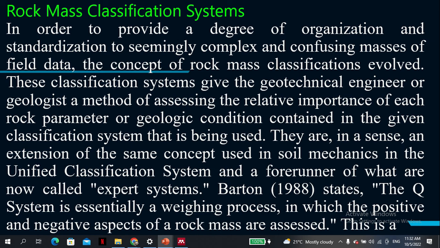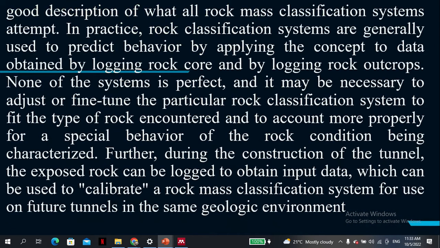They are in a sense an extension of the concept of using soil mechanics, the unified classification system, and forerunner of what are now called expert systems. This is from Barton in 1988. Barton 1988 states that a classification system is essentially a weighing process in which the positive and negative aspects of rock masses are assessed. This is a good description of what all rock mass classification systems adopt.